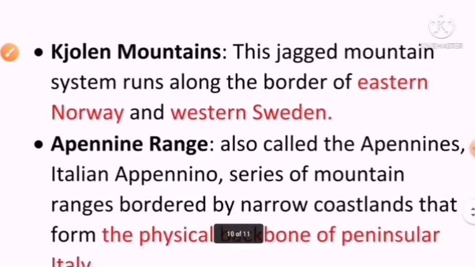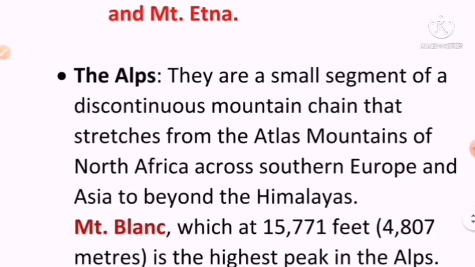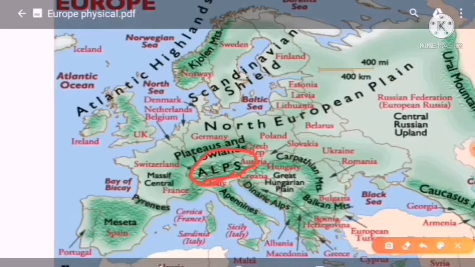Next, the Alps. The Alps are a segment of a discontinuous mountain chain that stretches from the Atlas Mountains of North Africa across southern Europe and Asia to beyond the Himalayas. So this is such a long range of mountains. And Mont Blanc is the highest peak of the Alps. This is very important. You can see the Alps in this map here. This portion is the Alps and it stretches till the Himalayas of Asia.